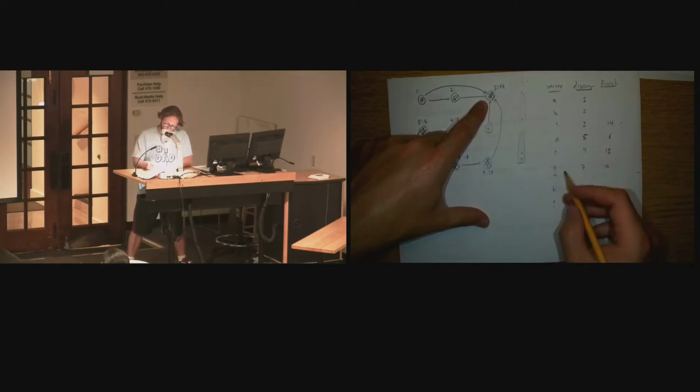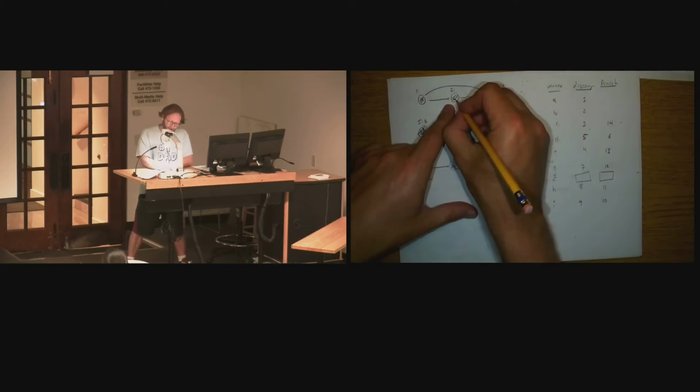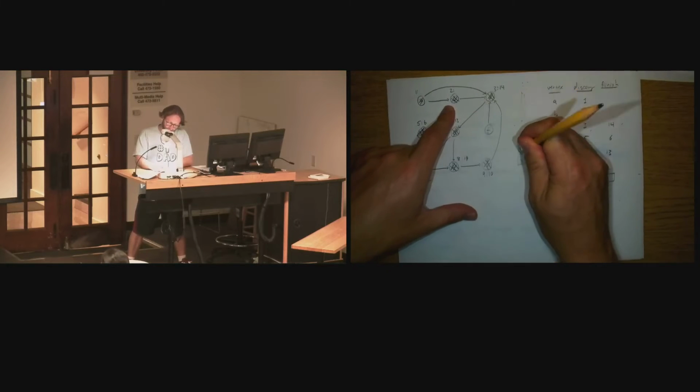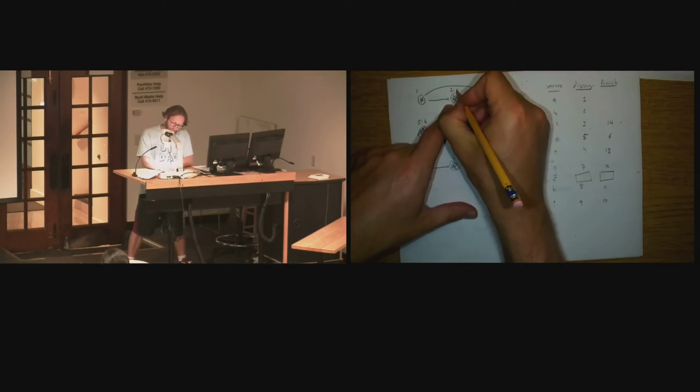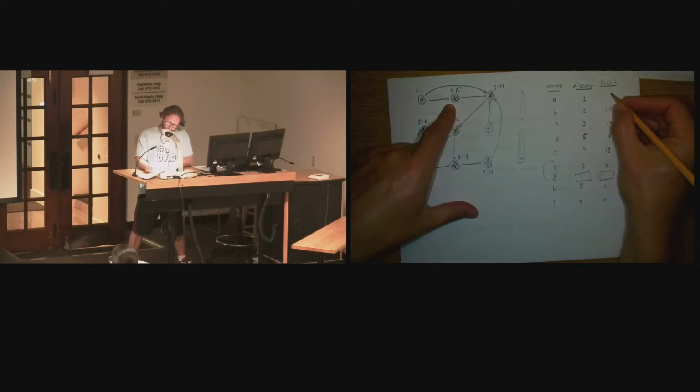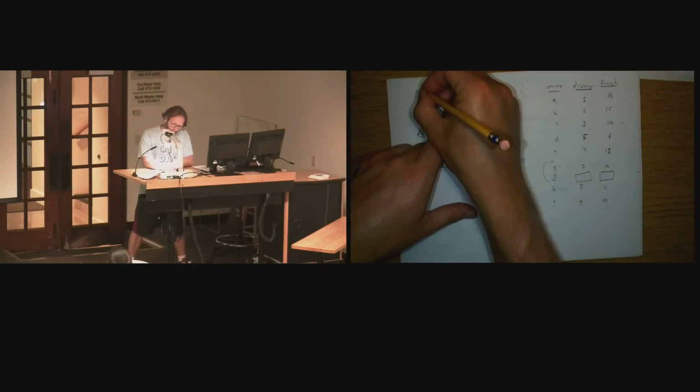A, B, C, D, E, F, G, E, F? Uh-oh. What about those? Oops, there we go. Backtrack. B gets popped off the top, and that's a finishing timestamp of 15, and the finishing timestamp of 16 when I'm done.